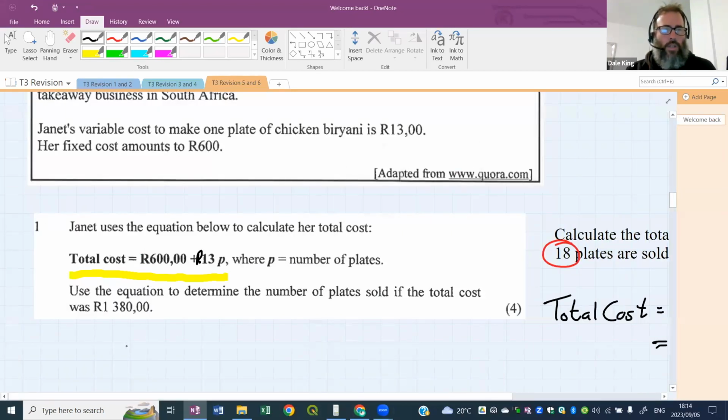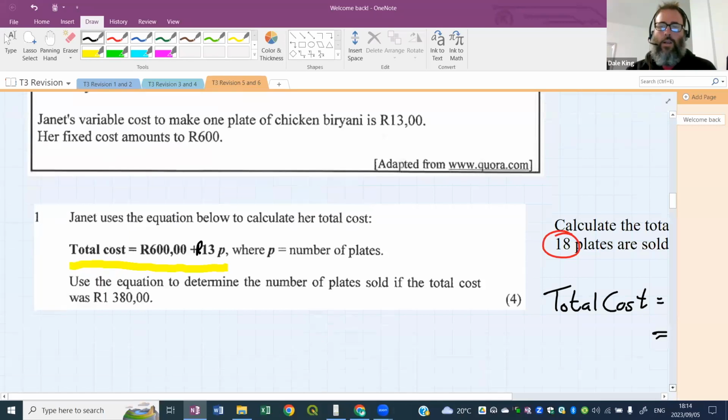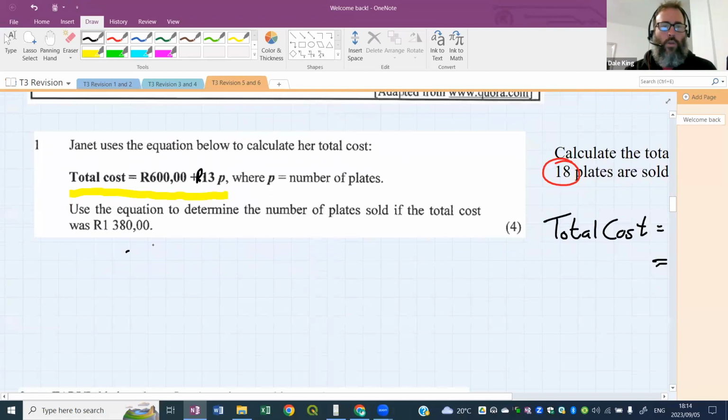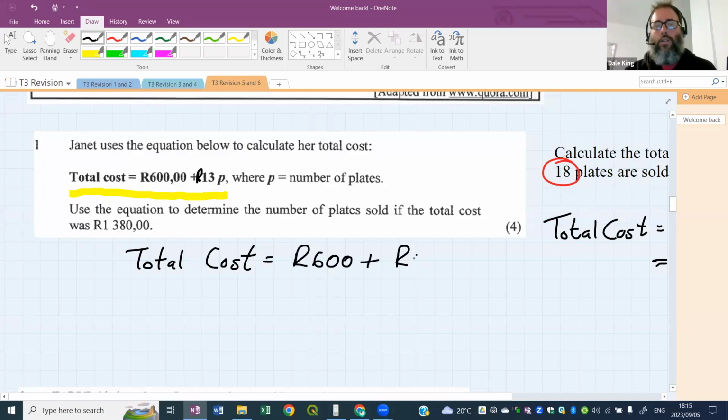Now they have a question here. Use the equation to determine the number of plates sold if the total cost was 1380. Now, this is the reason why I got you guys to do this little sum first, because you are used to working with an equation like this. To work out total cost, you say 600 plus 13 Rand times P. And you put in a P value, however many plates of biryani you've sold, and on the left, you'll get your answer out.